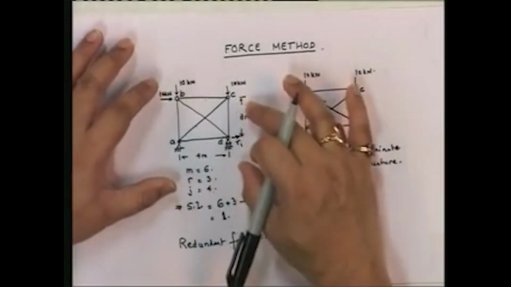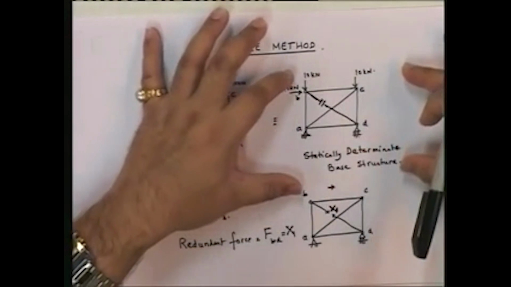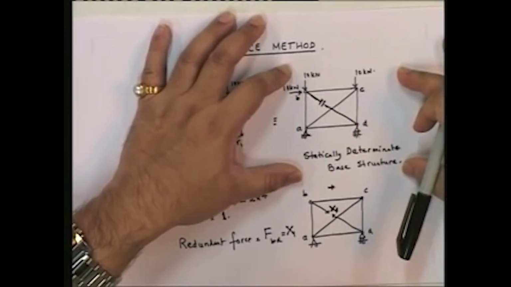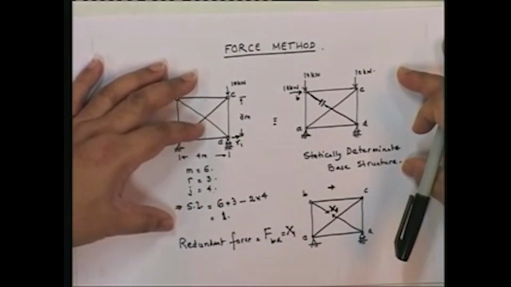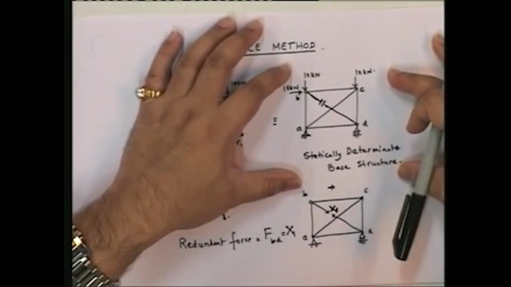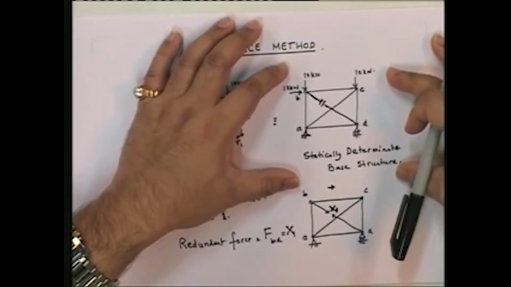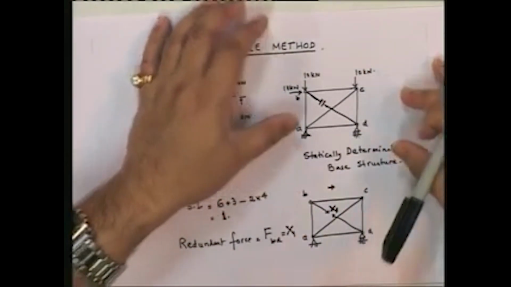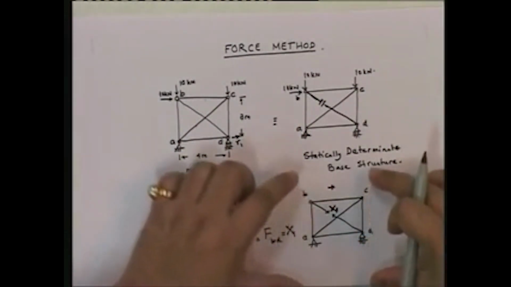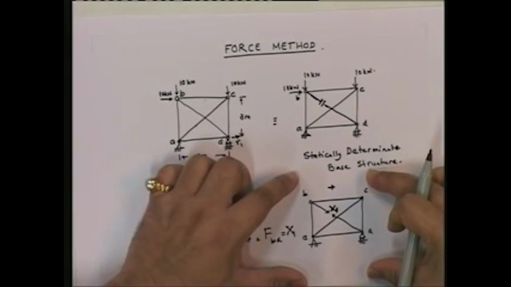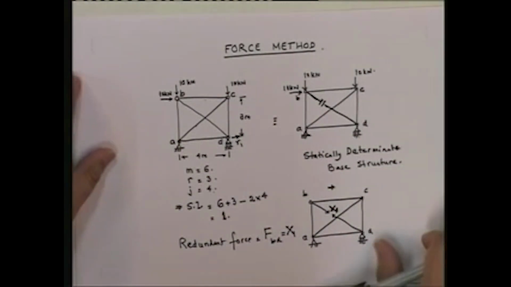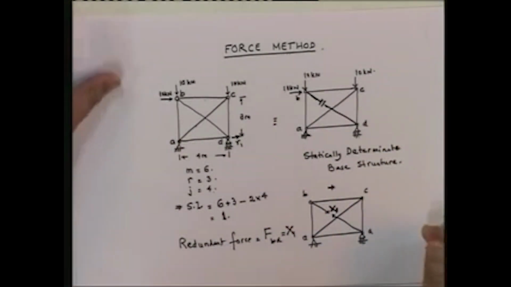You take the actual statically indeterminate structure and make it into a statically determinate base structure by identifying certain redundant forces and putting them equal to 0 in the base structure. Once you have the base structure, you add to it the structure being subjected to the redundant force. If you add the two together, you've got the original structure. So that is the basis of the force method. However, this is still an unknown. How do you find it? Let's see how we solve that.